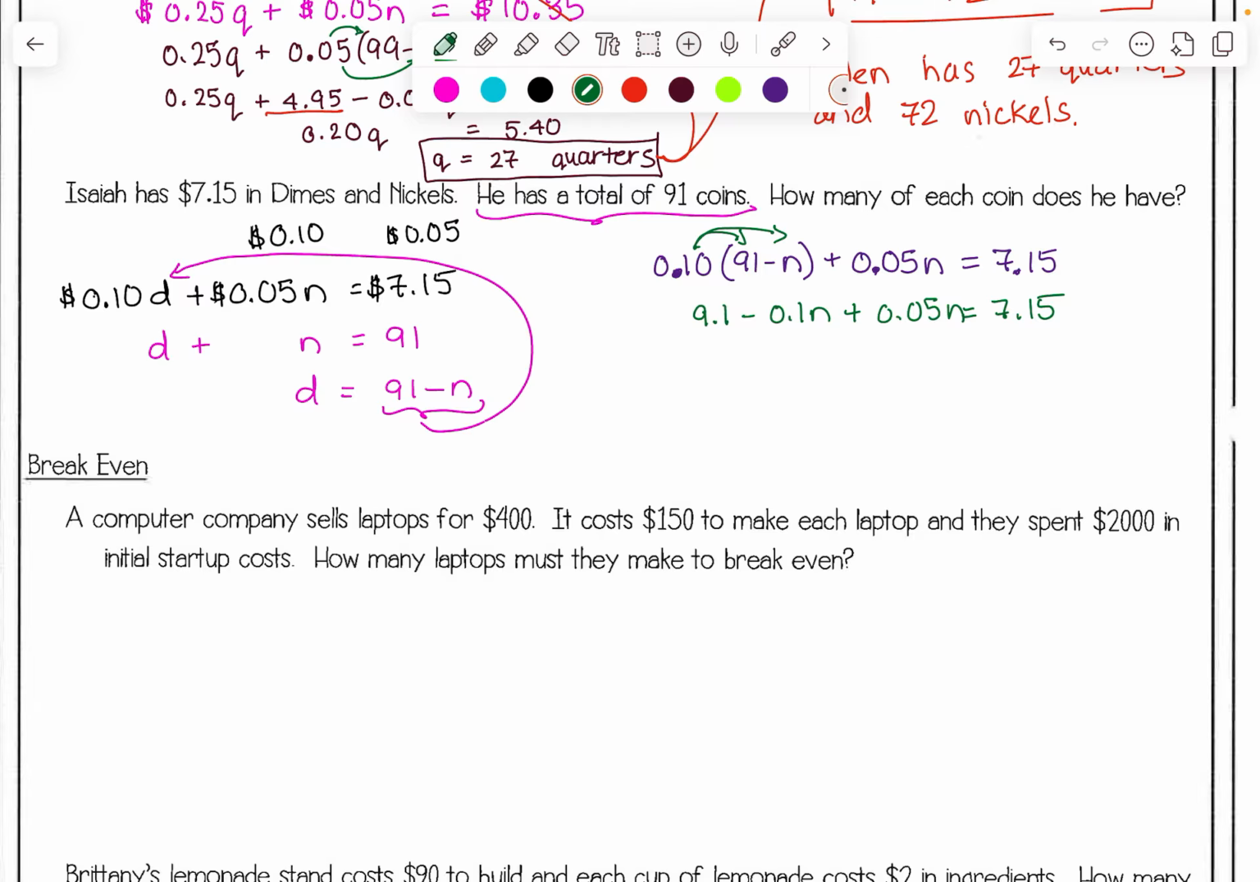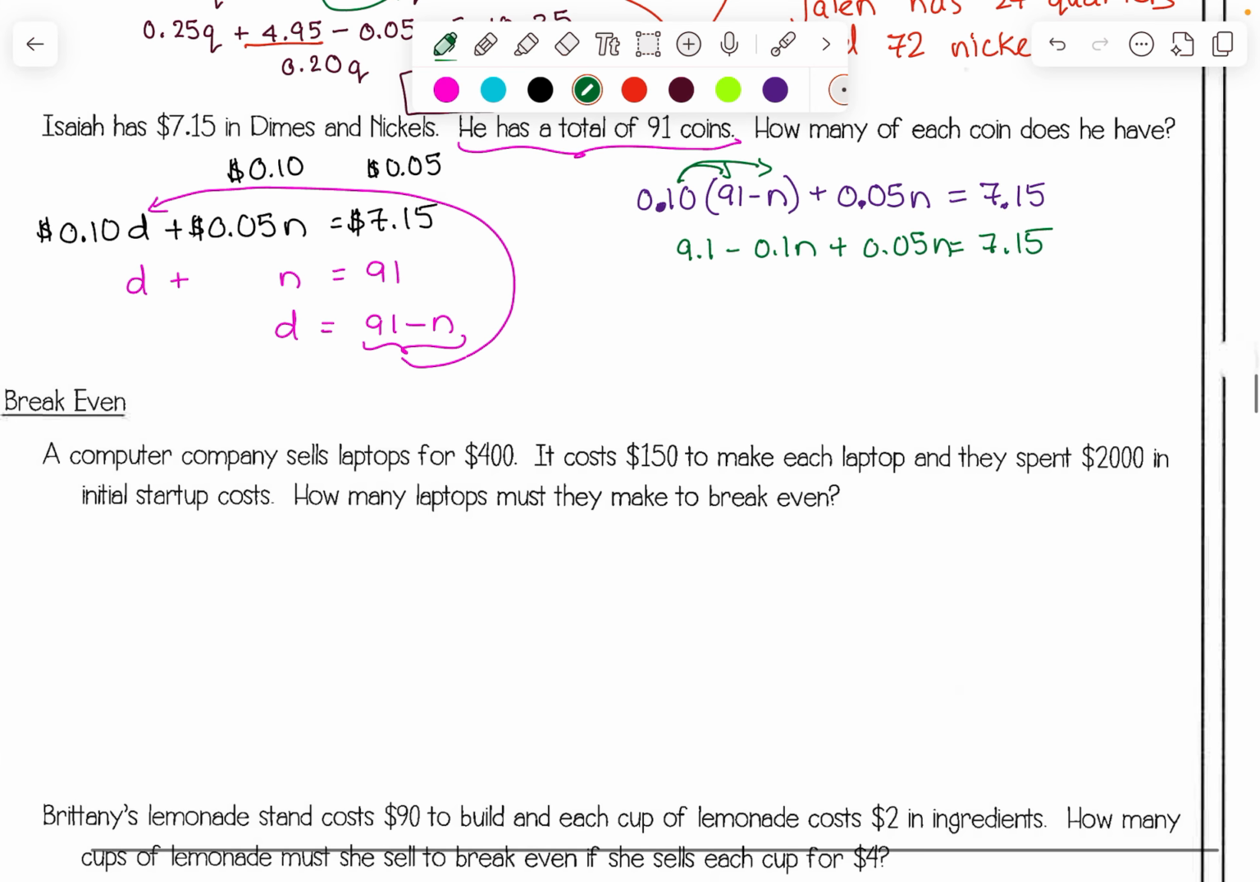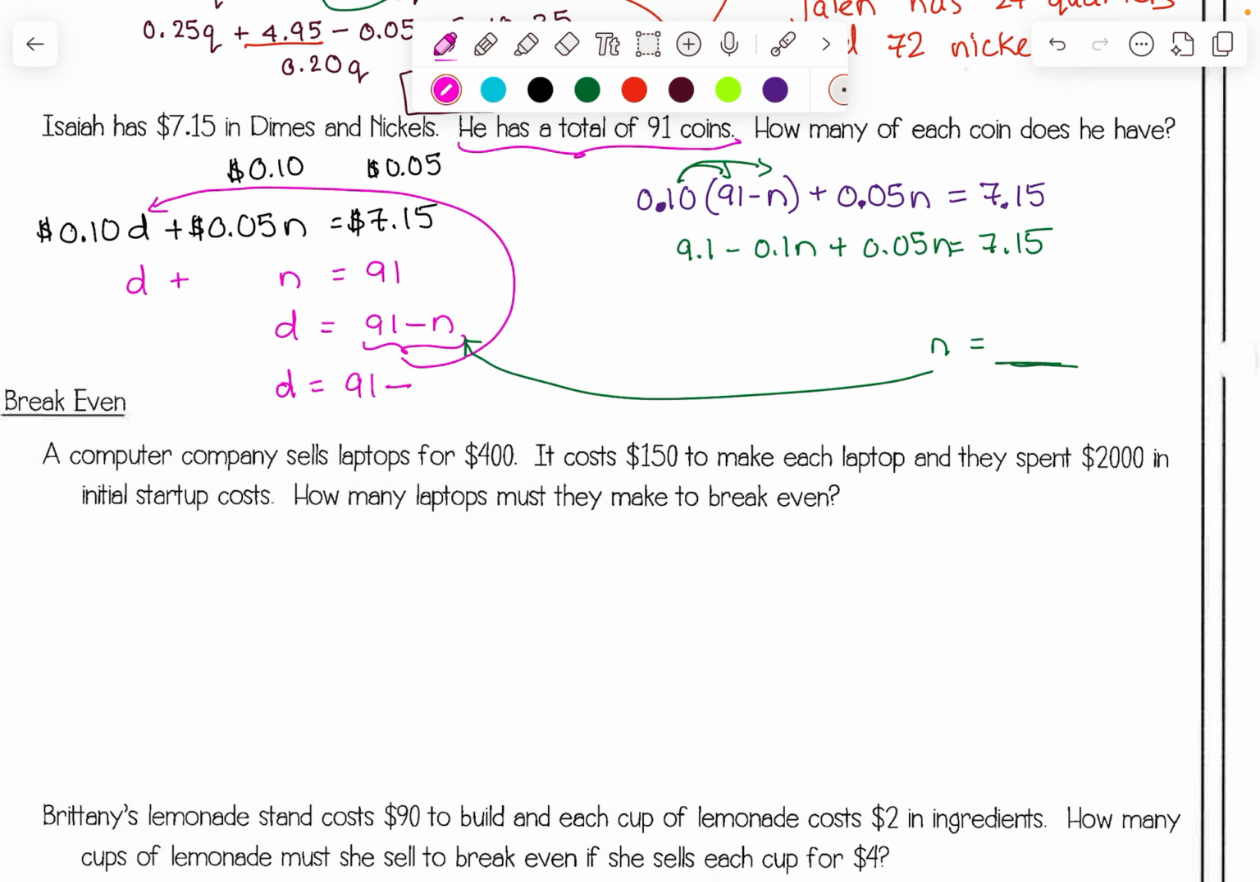All right, so at this point, I'm going to have you guys finish up this problem. Don't forget to combine like terms. When you combine like terms, you will solve for N and get your number of nickels. Once you have your number of nickels, you can take that value, plug it into here to find out your total number of dimes. I'm going to let you finish that one up.